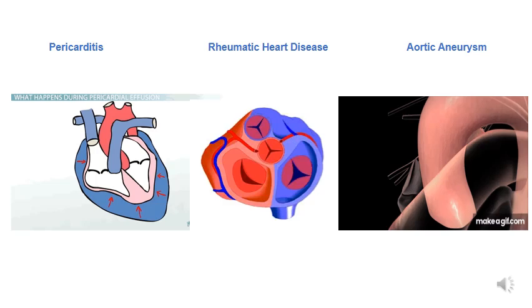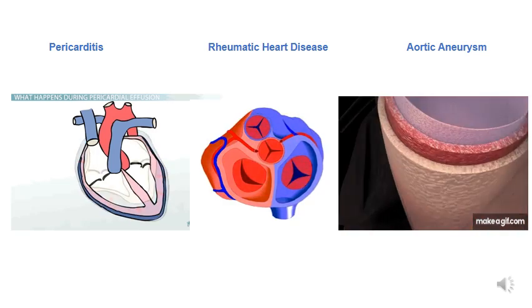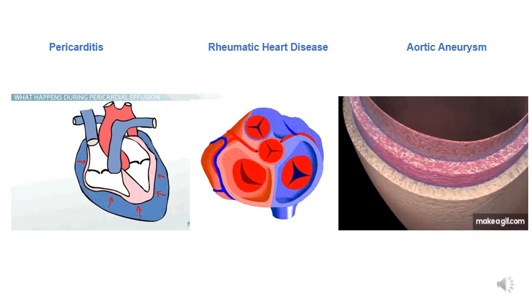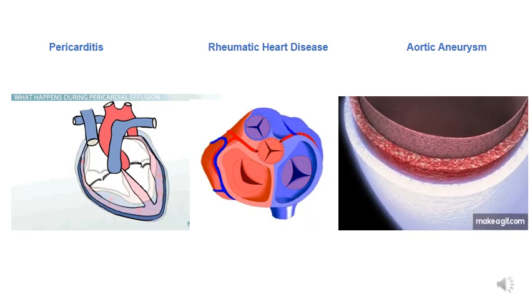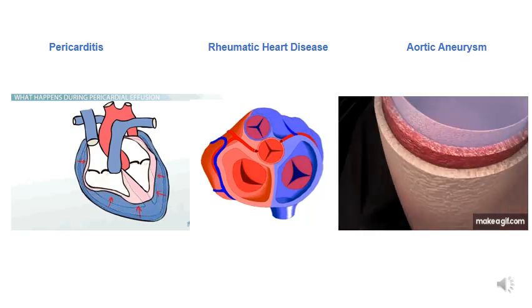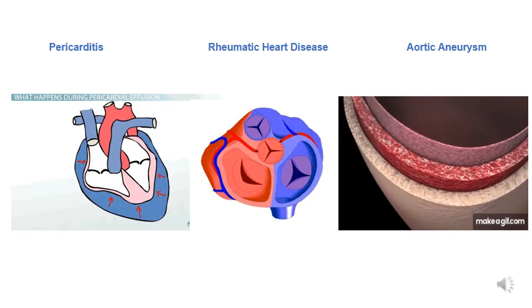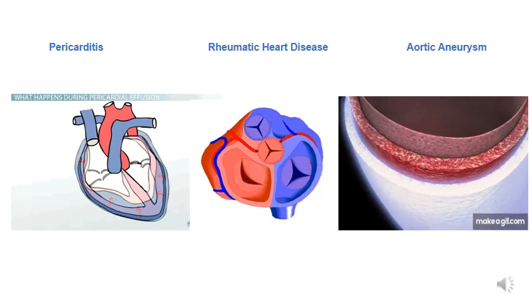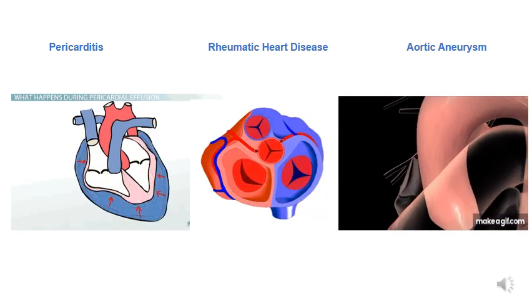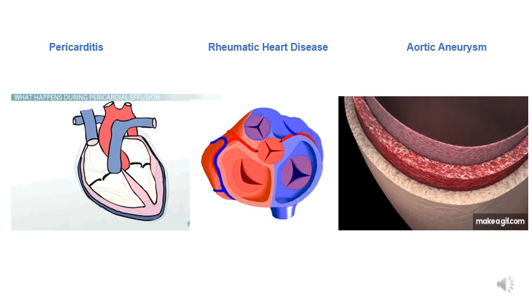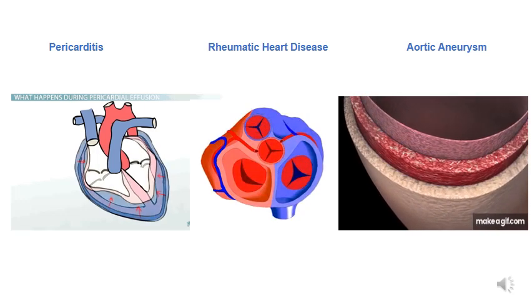8. Pericardial disease or pericarditis. Cause: inflammation of the pericardium, the heart lining. Symptoms: sharp chest pain, fever, weakness. 9. Rheumatic heart disease. Cause: complication of rheumatic fever after streptococcal infection. Effect: damaged heart valves.